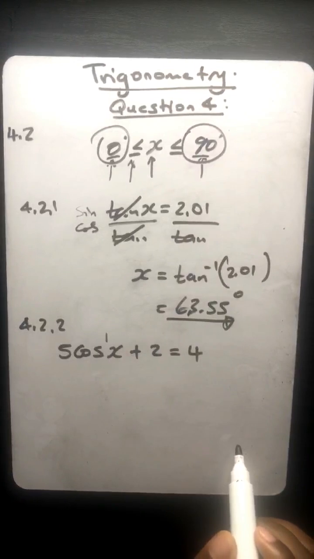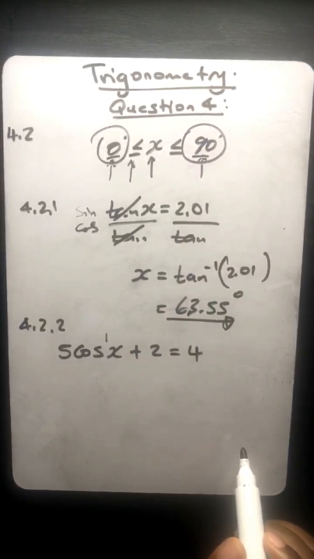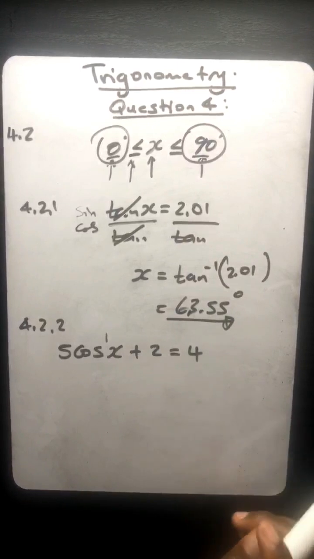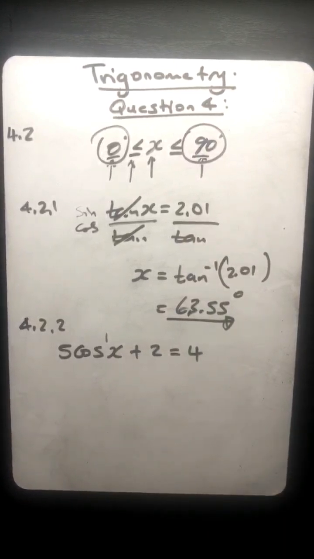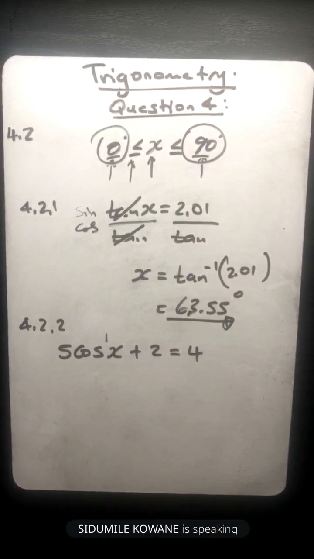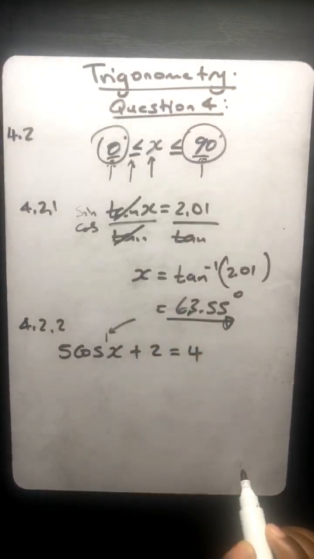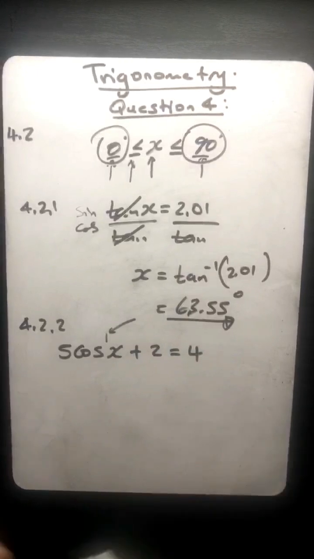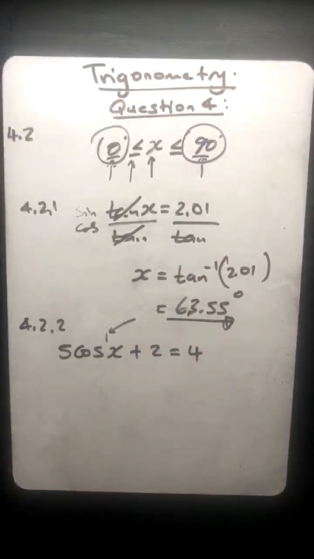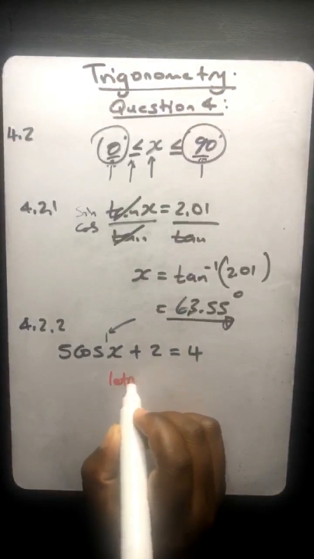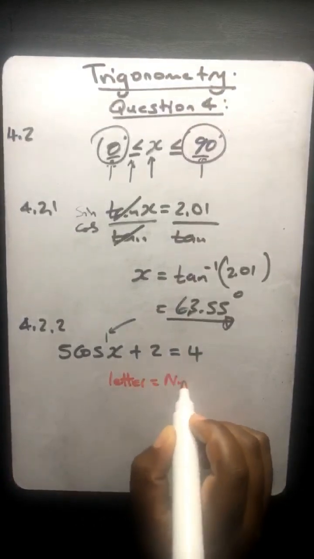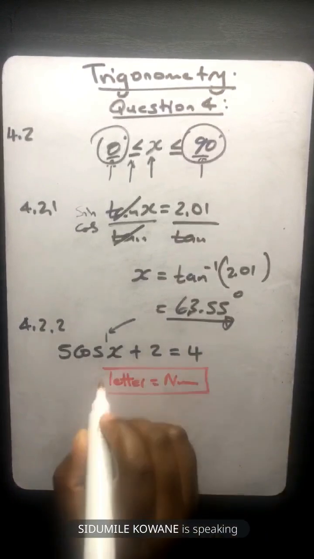So, Sidumile, do you want to guess what it means for it to be linear? What does it tell about our final answer? How many final answers are we going to have if it's linear? An answer. 100%. One answer because of that invisible 1. Most importantly, this is what I always say. When you are dealing with a linear equation, you always want to have letters on the left and then numbers on the right. This is the format.